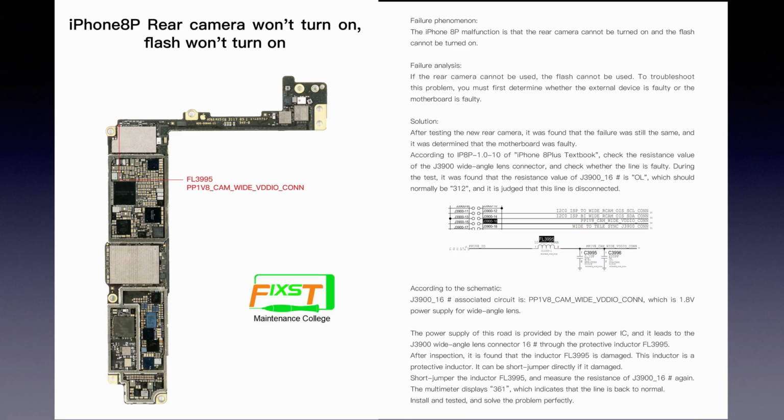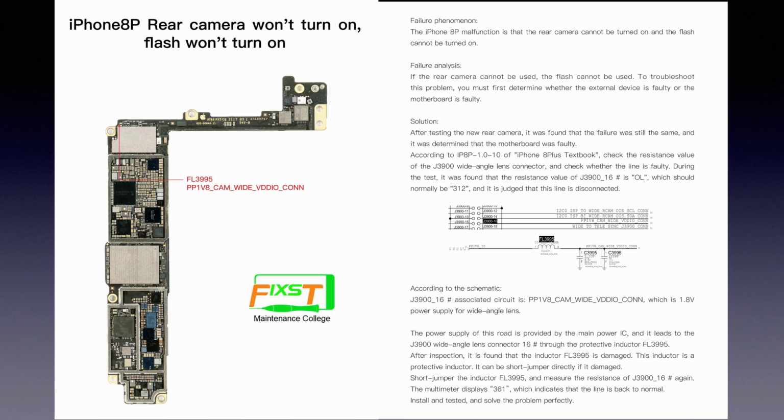In the class, we have been talking about how if the back camera is not working, the flashlight must not be working. So first, we need to repair the back camera, and we just need to focus on the back camera circuit. After that, we need to test the resistance of the J3900 connector. After our testing, we found that the resistance of this connector's 16 pin is OL, which normally should be 312. So we confirm that this line has some problem. As we know, OL means disconnection, open line.